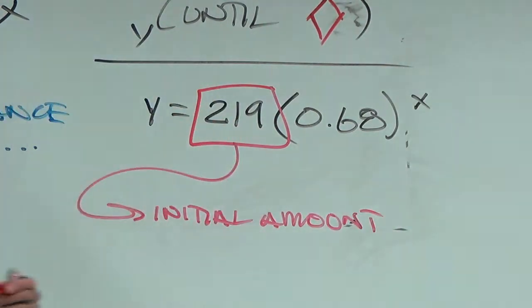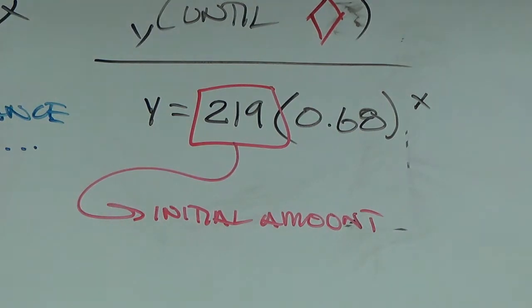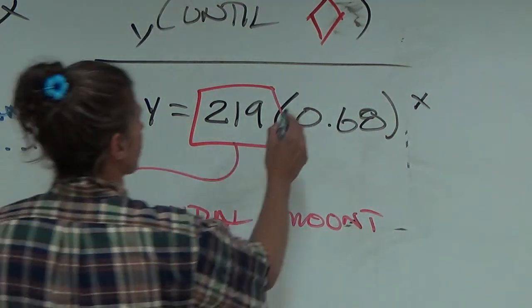We have our initial amount. And then we have that beautiful 0.68, which is 68... your maintenance rate? It's a good 68. What am I looking for? Percent. Thank you. It's our maintenance rate.